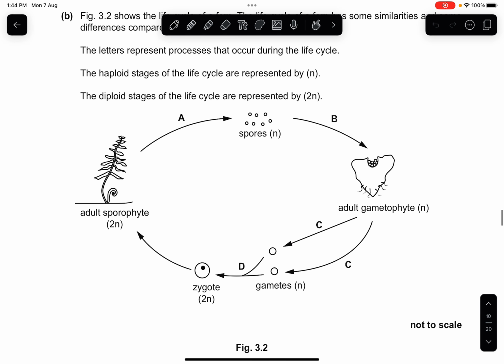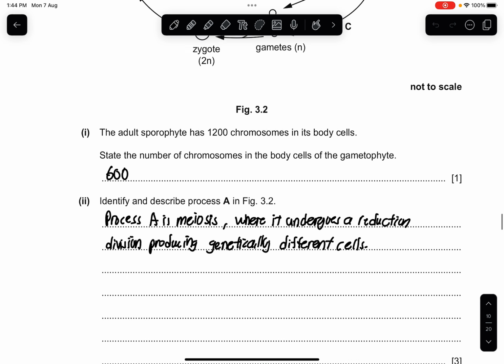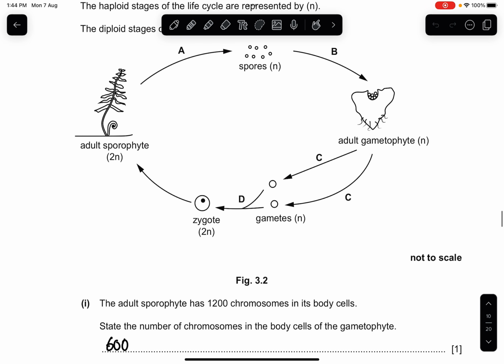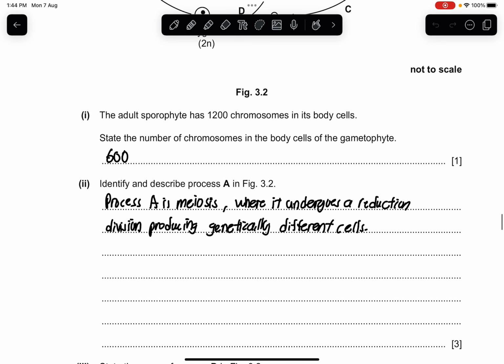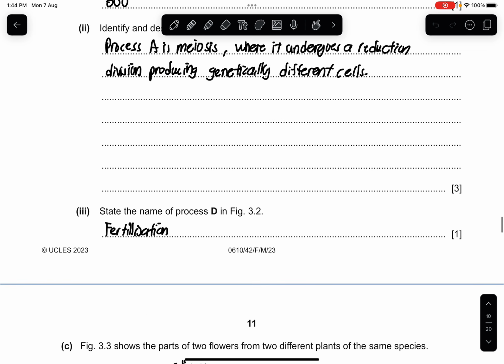So they want to ask you what happened in N, that it becomes spores. So once it goes from 2N to N, it has been cut into half, and the only process that happens to be like this is meiosis. So process A is meiosis, where it undergoes a reduction division, producing genetically different cells. Okay, that's the answer for 3 marks. One for labeling and one for stating what it does, reduction division, and what it produces, genetically different cells.